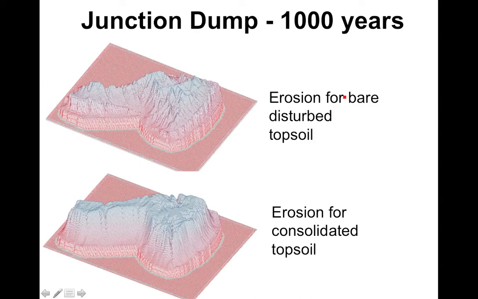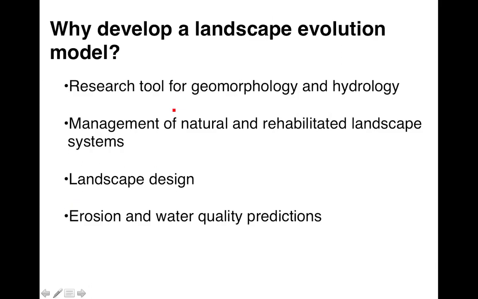Okay, and we can do what if scenarios. So what if there was just bare soil? Well, we can make predictions about what the landscape would look like after 1,000 years with just bare soil. Okay, and this is for bare disturbed topsoil. Whereas if we had consolidated topsoil, maybe with a bit of vegetation on top, then this is what our landscape would look like. It would have eroded. Landscapes do erode, but nowhere near as much as in the case for the bare case, for example.